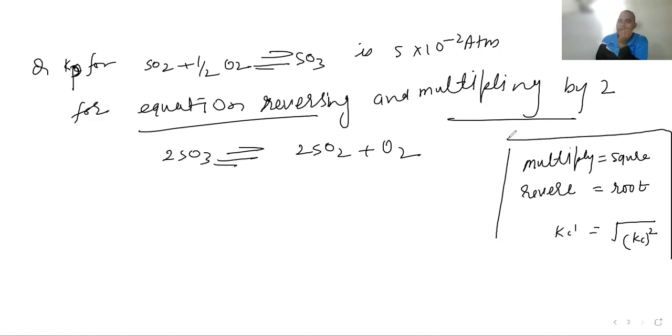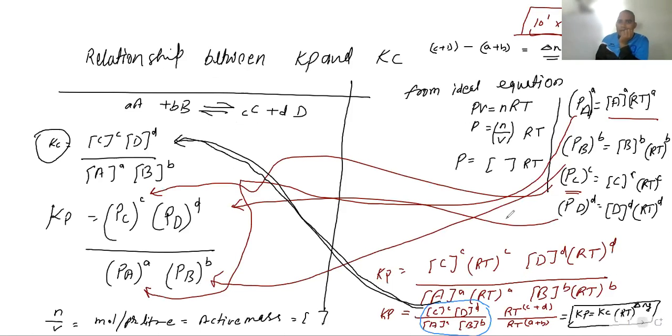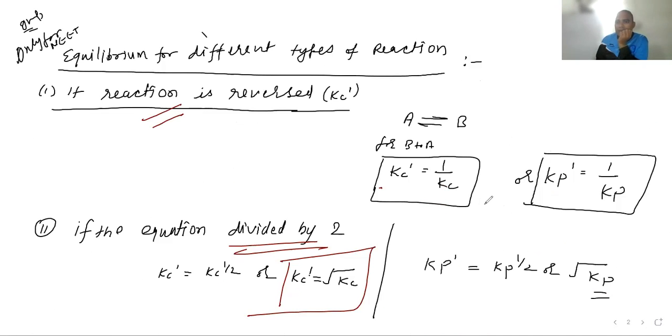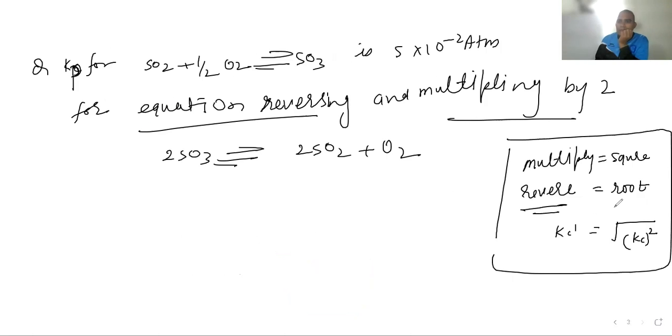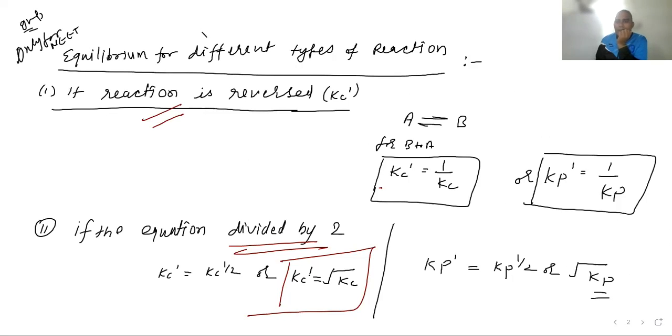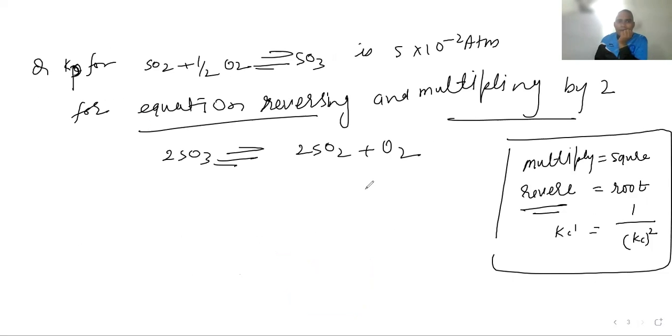Okay. Firstly, you see reverse. If you are reversing, what will be there? Here see, the reversing equation we just did. What is the reversing equation here? 1 by Kc. Reverse means 1 by Kc. So why the 1 by Kc, and multiply by 2 means what is happening? Divide by 2, okay, multiply by 2.